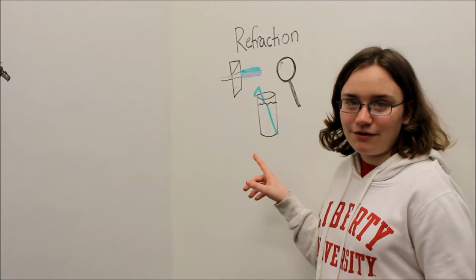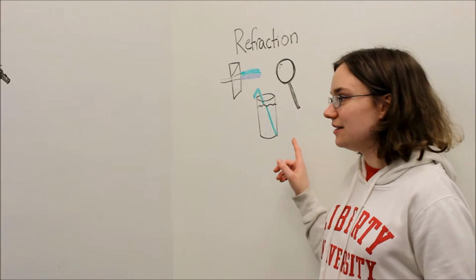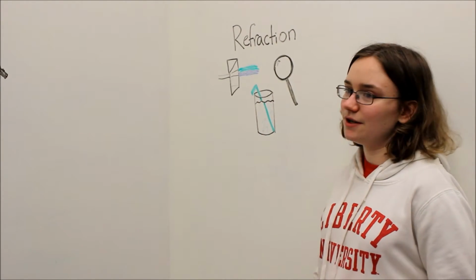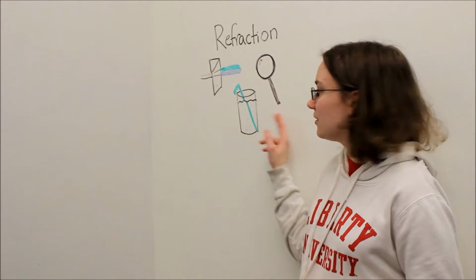Another way we can see refraction is in a glass of water. When you put an object like a straw in it, it looks bent because light moves differently through air than through glass and water.